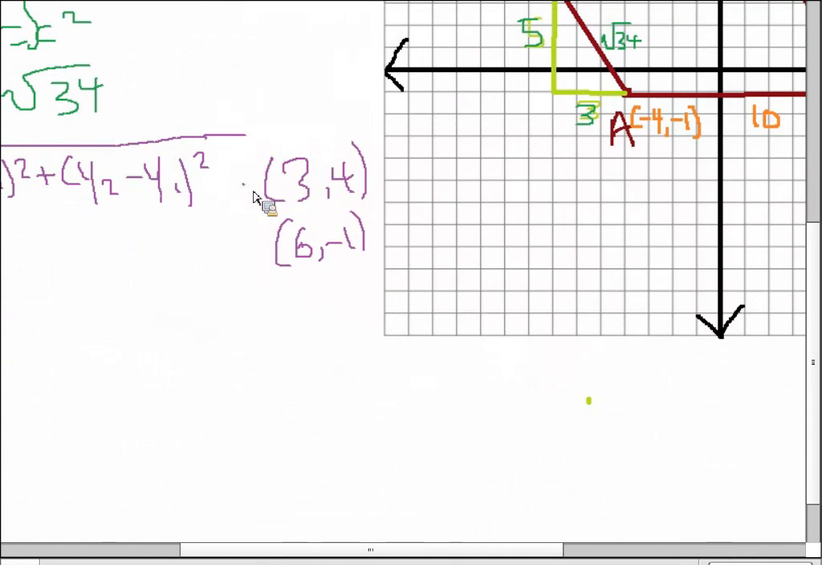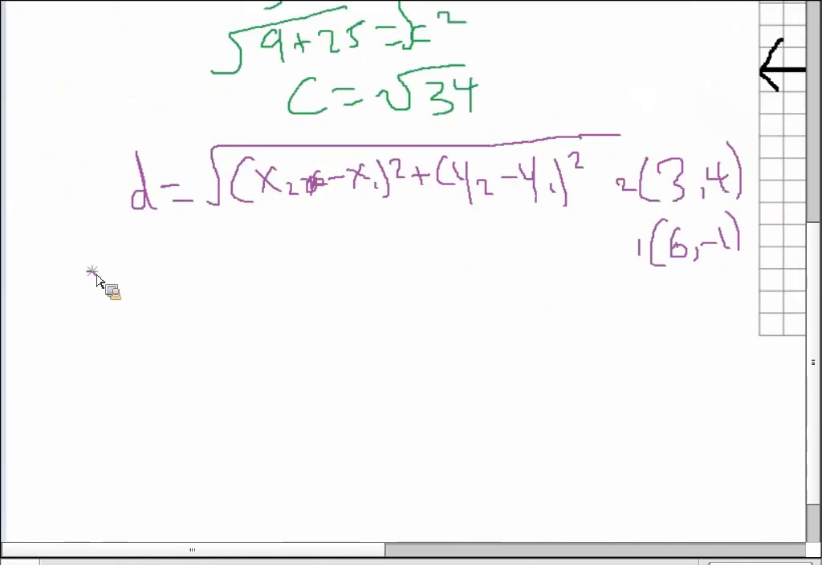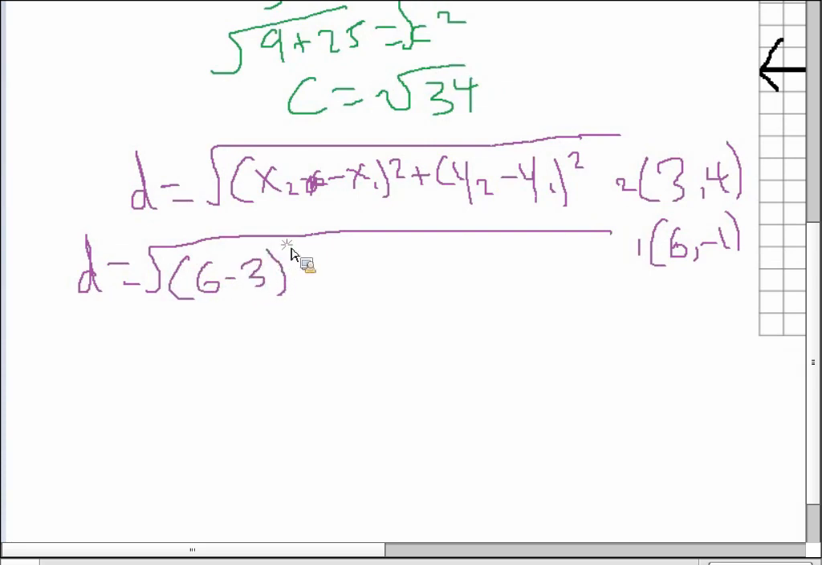Okay, let's use this as our second point, and this is our first point, and let us plug it in. Our second x was 6 minus our first x, 3, squared, plus our second y was negative 1, and our first, well, actually, we reversed it, but again, it doesn't matter as long as you're consistent about it. So, negative 1 minus 4 squared.